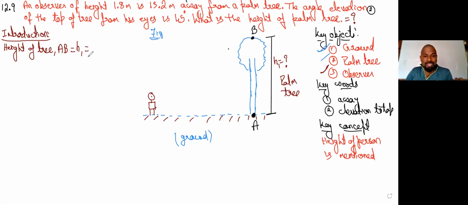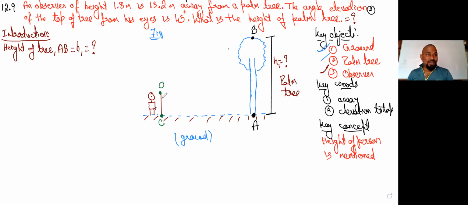Do we know the value? No, I don't know, therefore I marked it as a question mark. That is the first thing. Now, let us connect the person also in terms of height. Let us take this point as C and this point as D.